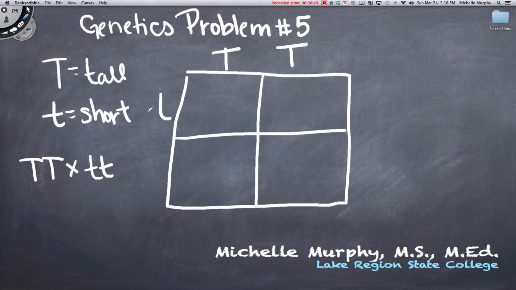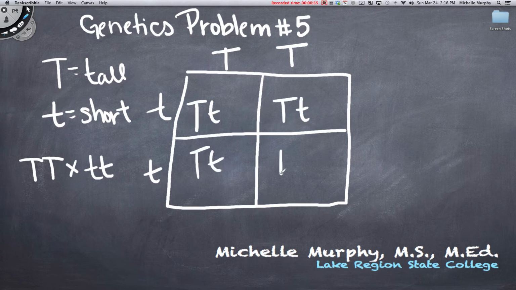So one parent, the other parent down and across. We're going to end up, since both parents are true breeding, we're going to end up with heterozygotes for all of the offspring, which means they will all be tall.